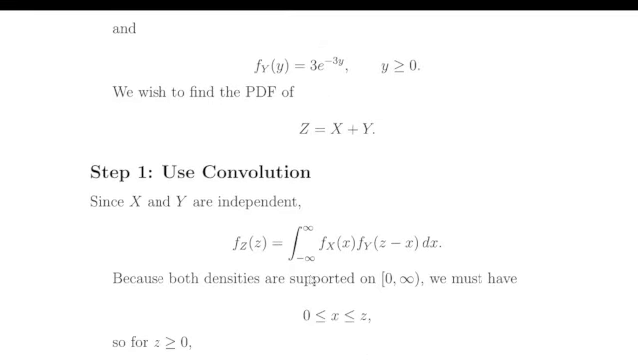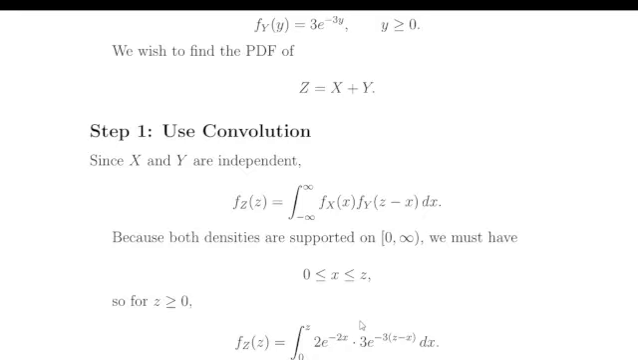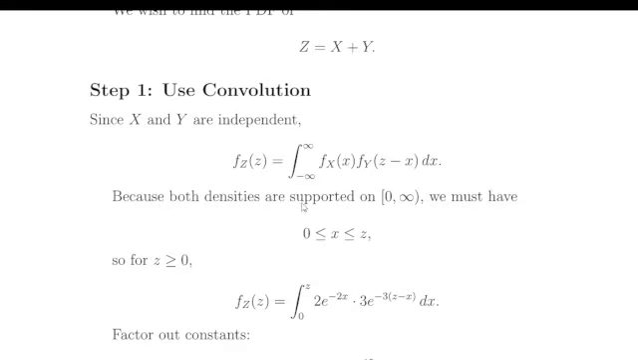For that, we're going to use a convolution. So we'll define f sub z of z equal the integral from negative infinity to infinity of f sub x of x times f sub y of z minus x dx. So we know that both of these are defined on the interval from 0 to infinity. We must have that x has to be between 0 and z. So for z greater than or equal to 0, we can look at this as the integral from 0 to z, and then 2e to negative 2x times 3e raised to negative 3 times z minus x dx.